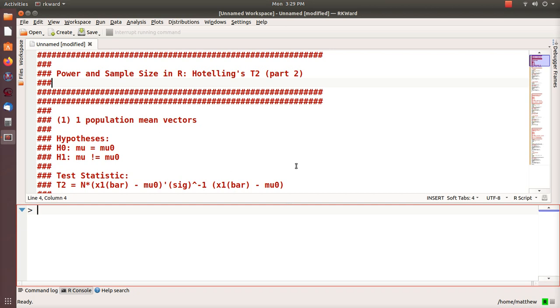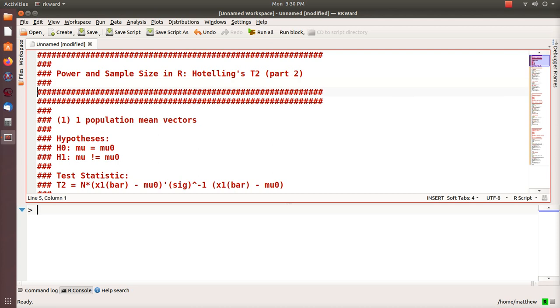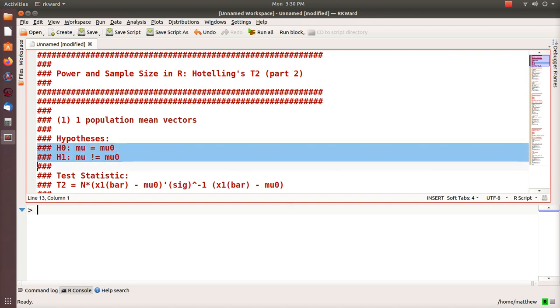Hello, this is Power and Sample Size in R, Hotelling's T squared, Part 2, where we're going to go through the R code to calculate sample size for Hotelling's T squared. Well, the first test is: is a multivariate mean vector a constant vector, or is that mean not a constant vector? That's what these two hypotheses are.